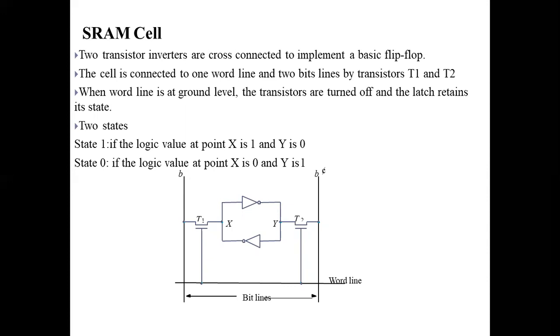This is a two-state diagram. You will see state 1 and state 0. If the logic value at point X is 1 and Y is 0, then it is called state 1. If the logic value at point X is 0 and Y is 1, then the state is called state 0. In this way, static RAM cells can be studied and known in terms of their internal architecture.